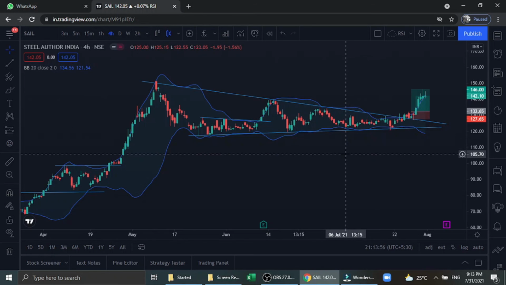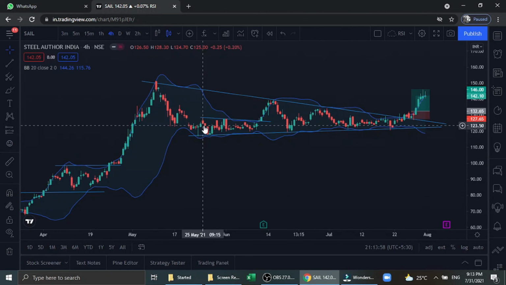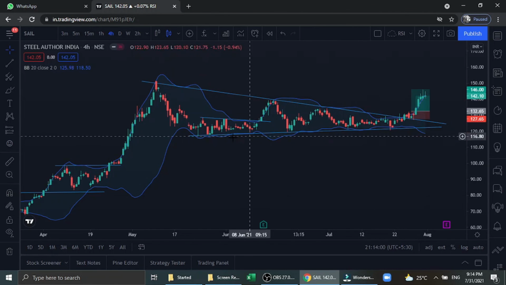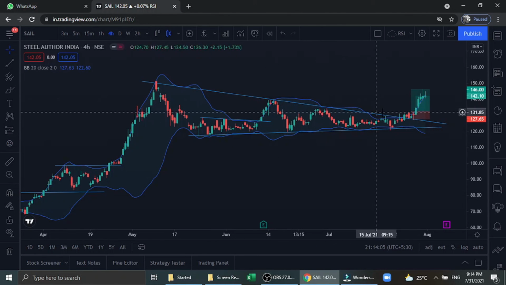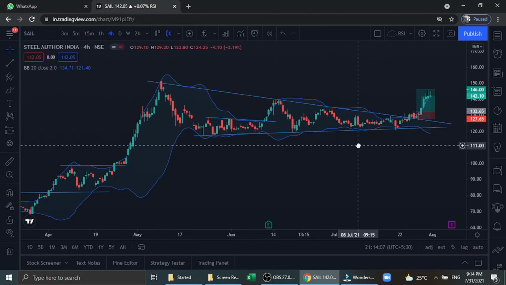The momentum of the stock is based on the Bollinger Band, and the resistance and the patterns based on the chart pattern lines and resistance lines. I hope you understand why we use the momentum indicator and what is the importance of the momentum indicator. In the future videos, I will explain why I choose Bollinger Band compared to the RSI indicator. That I will explain very clearly when we talk about the difference between these two indicators.